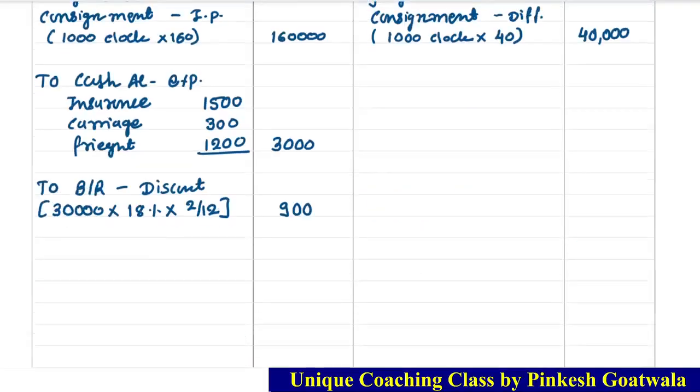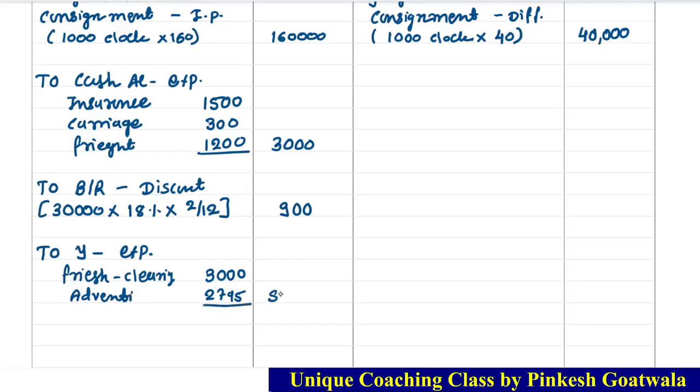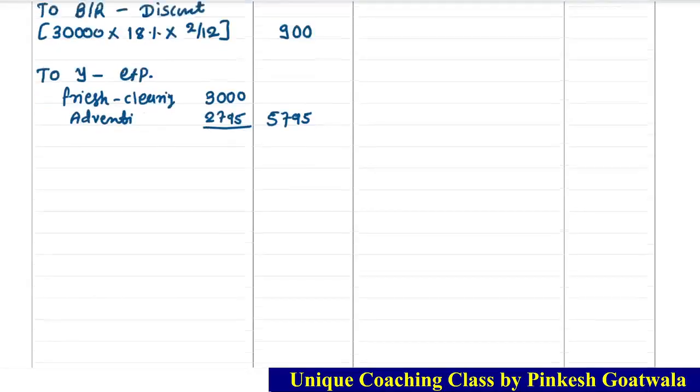So here the expense has been incurred. Here we have to write Y, that is the consignee. He paid the expenses. There are 2 expenses given. First is freight and clearing, that was 3,000, and 2,795 for advertising. So 5,795. And the second effect we should give in the consignee. Now we have to give the second effect in everything, because it was done by the consignee and we have to prepare the consignee account.